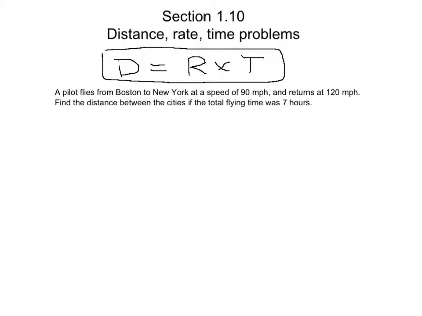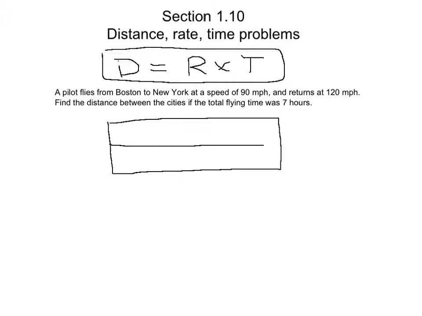So here's an interesting problem. Read this a couple times. Make sure you get the idea. Make sure you understand what the question is. Now, we're going to use a chart to set this up. And all of these charts are going to look the same. And the way they'll look is with distance equals rate times time.